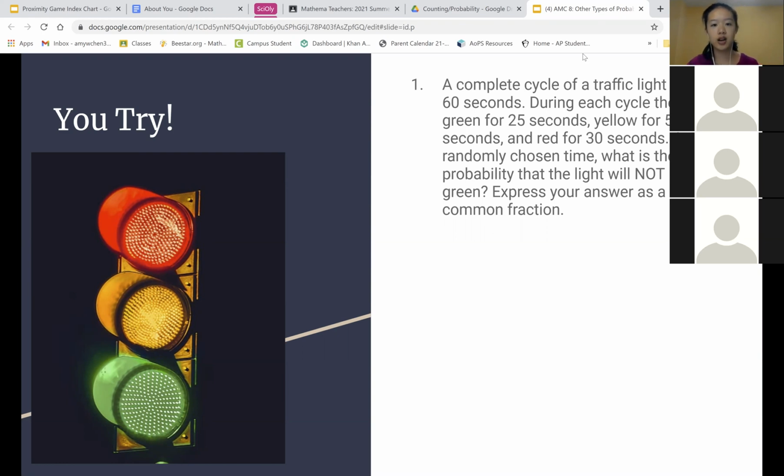For this one, this one's pretty simple. You can actually not use complementary counting for this one if you don't want to. But if you do use complementary counting, it might look like this. The light is green for 25 seconds, and the total time is 60 seconds. So the probability that it will be green is 25 over 60, which simplifies to 5 over 12.